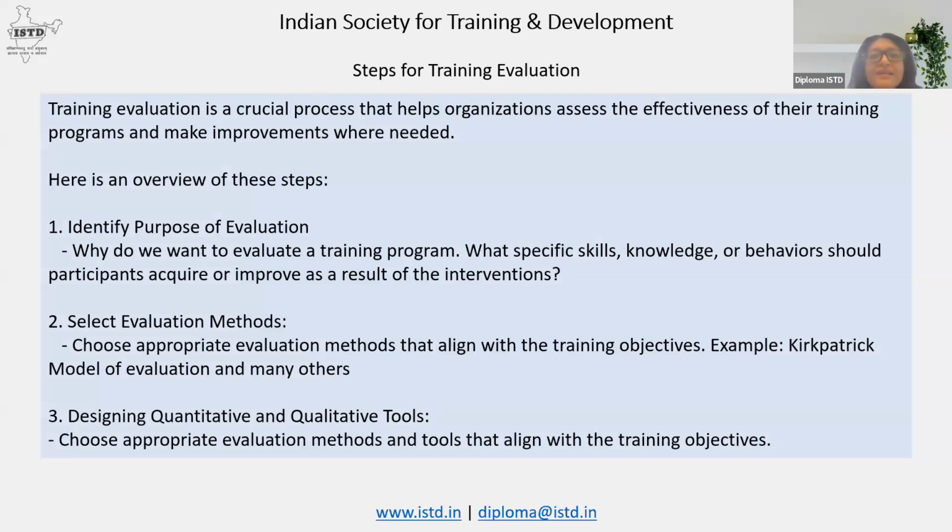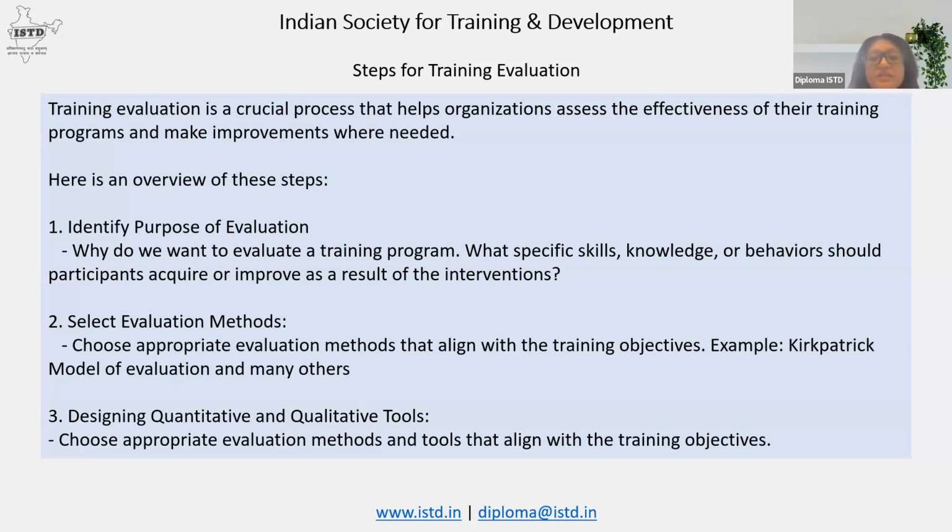Now let us just get into a little bit detail into the steps. So as we first discussed, purpose, we must know why we are evaluating any program. What specific skills, knowledge, behavior of the participants they have acquired and improvement has happened as a result of the interventions. Then also choose appropriate evaluation method that align with the training objectives. Could be Kirkpatrick or any other. It can be a blend as well.